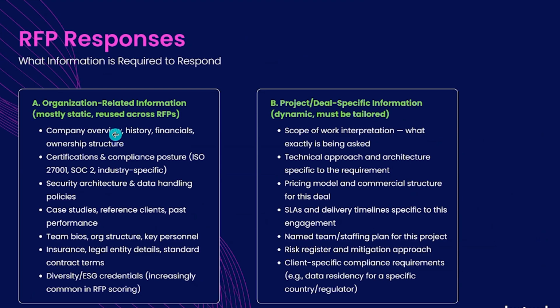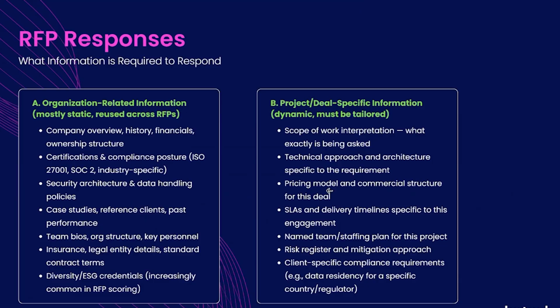So company overview, that's the same. Company history, it will be the same. Financials, mostly the same unless the financial year changes. The ownership structure, what certifications and compliance we have, what our security architecture and other procedures are, case studies, references, etc. So a lot of information is kind of static, which is required by all the RFPs.